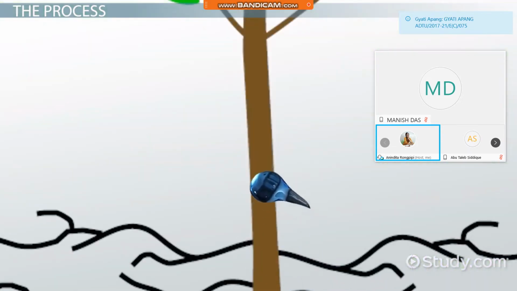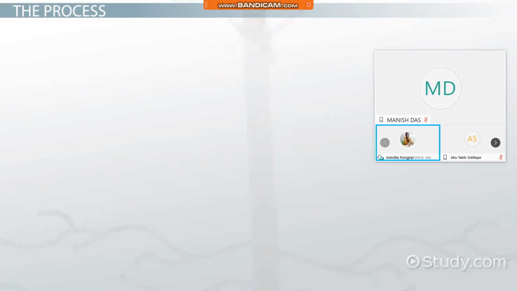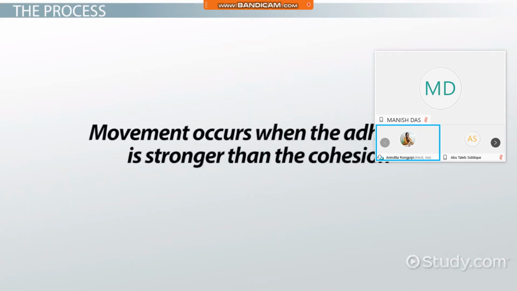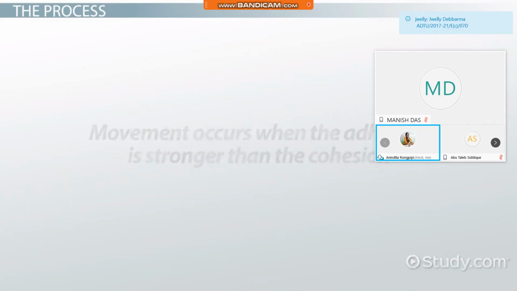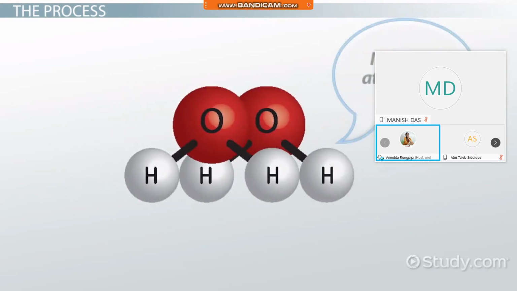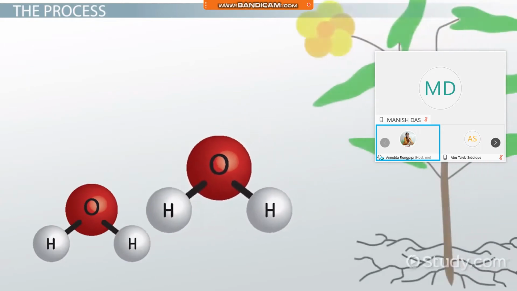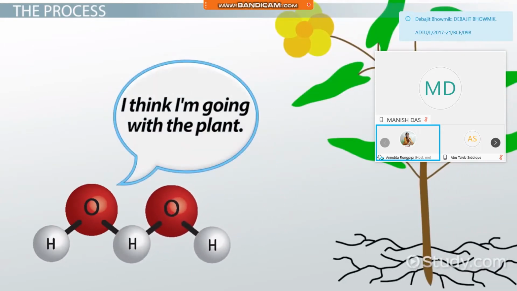As mentioned above, capillary action is the movement of the water through the plant. This movement occurs when the adhesion is stronger than the cohesion. Water molecules are naturally attracted to each other. This attraction comes from the temporary hydrogen bonds that they form. So basically, a water molecule has to choose to stay with the other water molecules or go stick itself to the organic tissue of the plant.